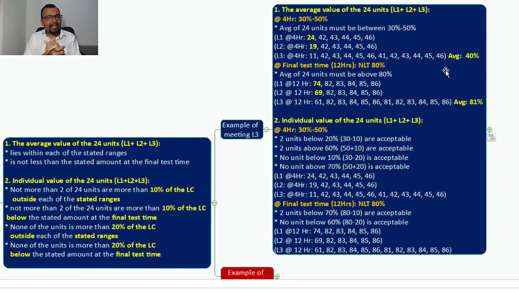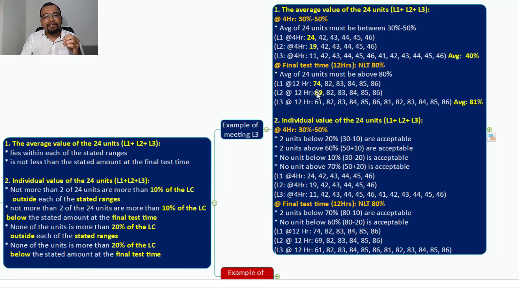So once you calculate the average value, it comes to be 40% now. So what is the requirement? The average value must be between 30 to 50%, and you got 40% result. So you can say that my batch actually meets the acceptance criteria at the L3 stage for fourth hour release. Let us understand for the final test time point, which is 12th hour, requirement is not less than 80%. So the average of 24 units must be 80% or above 80%.